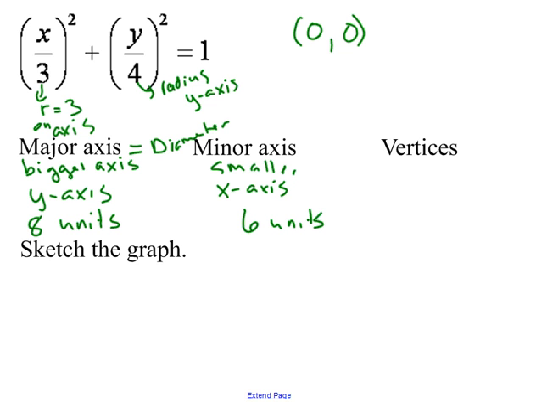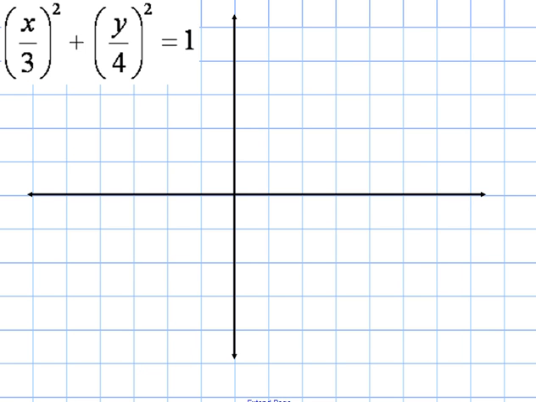Okay, come back to the idea of vertices, because we have major vertices and minor, but let's graph this. You start out with the center, which is 0, 0. Then this tells me to go 3 units in the x, so 1, 2, 3, put a dot. Again, 1, 2, 3, put a dot. The y wants you to go 4, so 1, 2, 3, 4, put a dot. Again, 1, 2, 3, 4, put a dot. So these are the vertices.